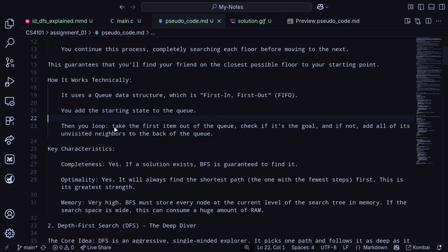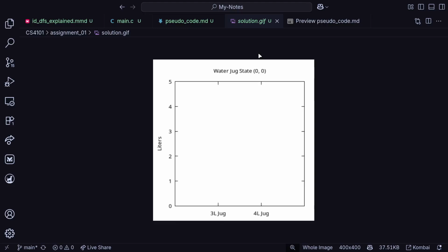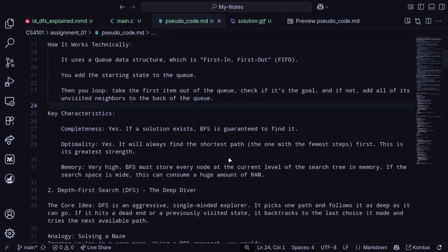Then you loop, take the first item out of the queue and check if it's the goal state. The goal, according to this problem, would be the 4-liter jug containing 2 liters of water. Now, it also asked me to create some kind of GIFs or animations. Even though the course asks us to do it in Python, Python abstracts away a lot of the minute details, so I would rather do it in C. But let's continue.